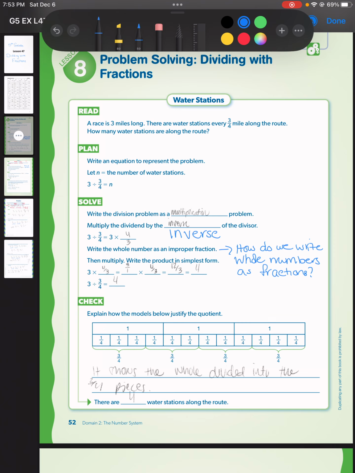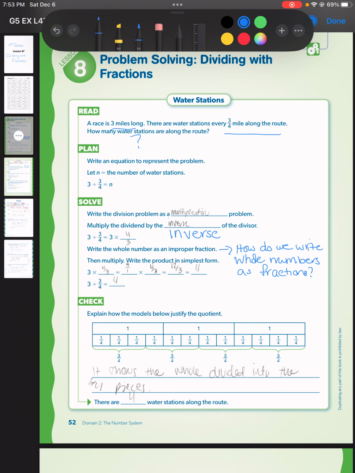today. So it's going to be important that students annotate the word problems to ensure they are getting the most critical pieces of information, and you should model that in this first example. So in this first example, we see that a race is 3 miles long, so that is important information. And there are water stations at every 3/4 mile along the route. So we want to know how many water stations are along the route.